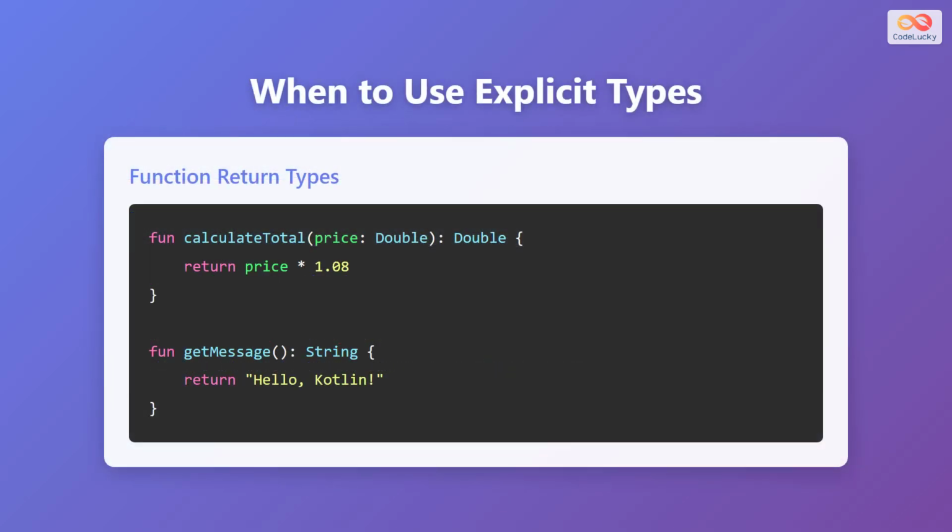While type inference is convenient, there are situations where explicit types are still required. The most common case is when declaring function return types. When you create a function like calculateTotal that takes a price parameter, you must explicitly specify that it returns a double. Similarly, the getMessage function must declare that it returns a string. This explicit declaration makes function contracts clear and improves code readability, especially in public APIs.